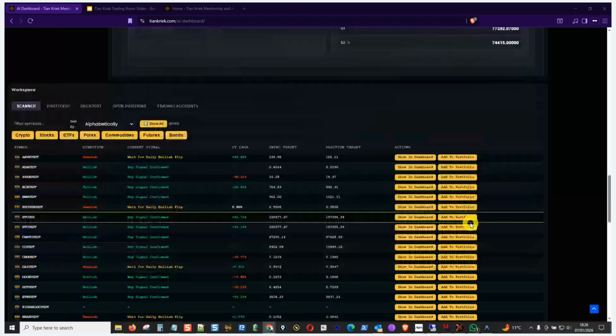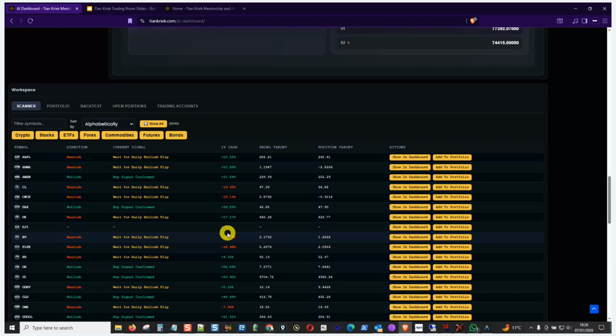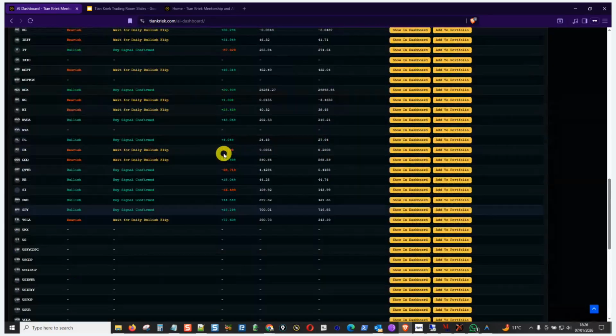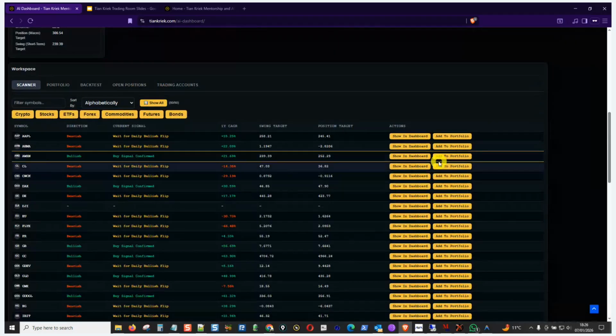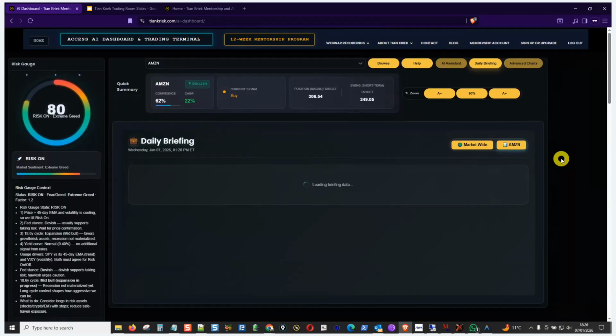So if there is something else I want to trade, for instance, if I go back to the scanner and click on stocks and I see, okay, well, Amazon is bullish and there's a buy signal confirmed, I can click on show in dashboard. Don't know if I clicked on that now. One second, let me see. Show in dashboard. There we go. Then the daily briefing will change. Oh yes, it has changed. You can see here that the label for Amazon has changed.